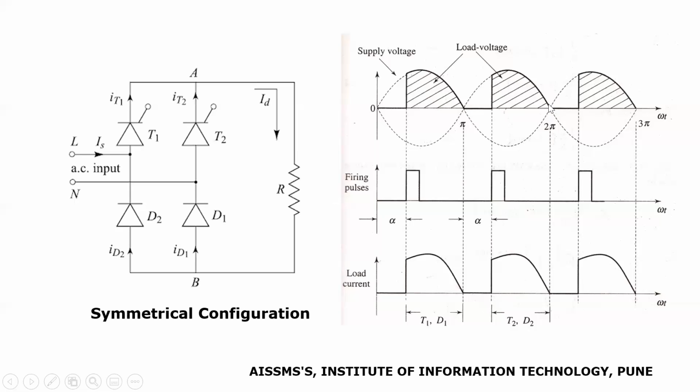Again at instant 2 pi, the source voltage and source current will get reduced to 0 and natural commutation will take place in thyristor T2 and T2 will get turned off.